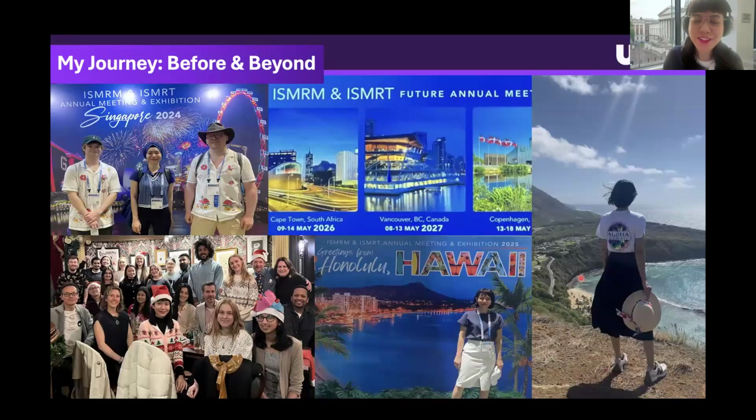I'm just going to share with you guys a bit of my photos recently. I feel like some journeys take you to new places. My PhD has brought me all over the world. So in 2024, I attended ISMRM, the biggest conference for MRI. In 2024, I went to Singapore. 2025, last year, I was in Hawaii. And then this year I just came back from Cape Town, and fingers crossed, next year in Vancouver, Canada.